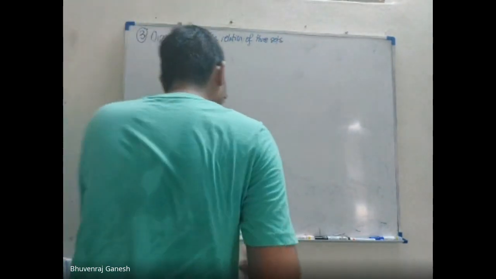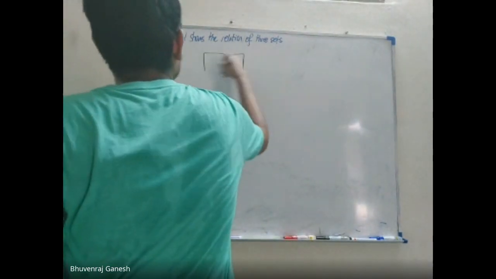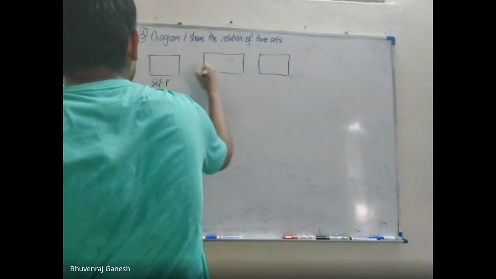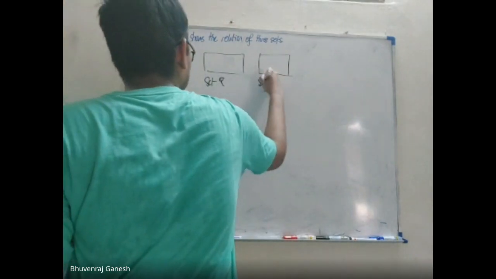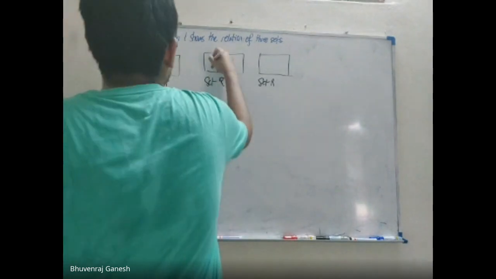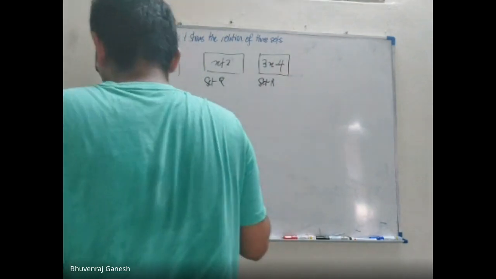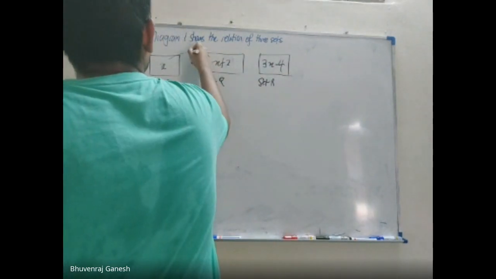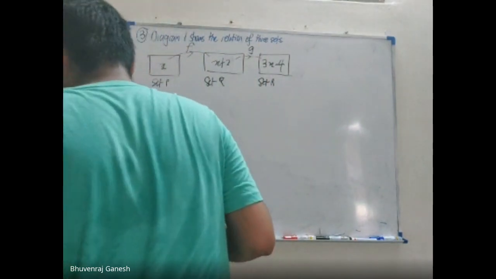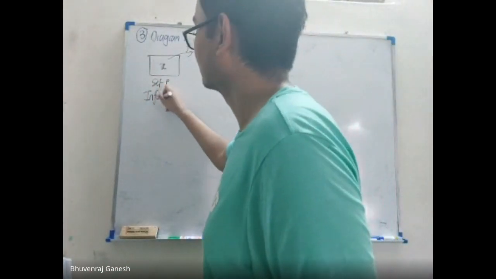So they gave something like an arrow diagram here, 3 boxes. So it's labeled as set P, set Q, and set R. So set P they put X, set Q is X plus 2, set R is 3X minus 4. So F maps set P to set Q, and G maps set Q to set R. So from here you can already come out with various information. So what are the info you can write down directly from looking at this question?